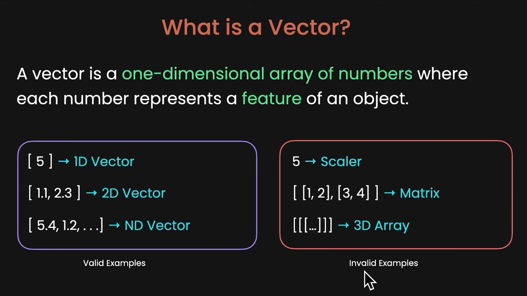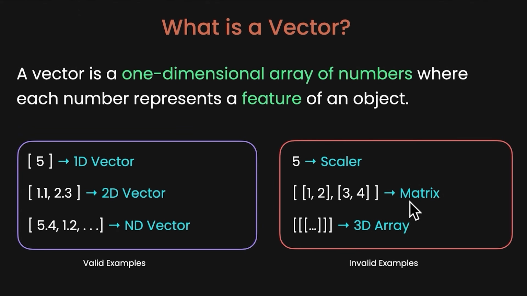Now let's look at some invalid examples. For example, this is not a vector. Vectors are represented in a one-dimensional array, and this is just a number, which is nothing but a scalar. Then you have this two-dimensional array, which is also known as a matrix. It's not a one-dimensional array, so this is not a valid example of a vector.